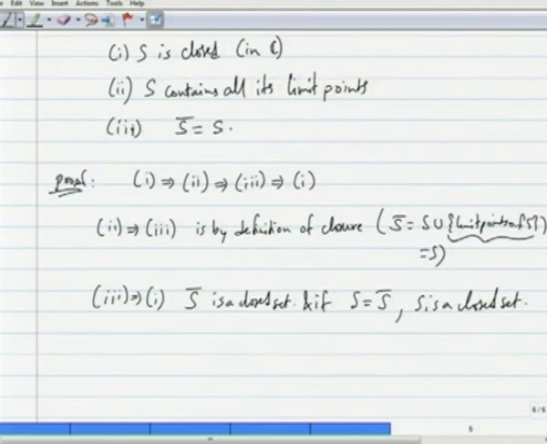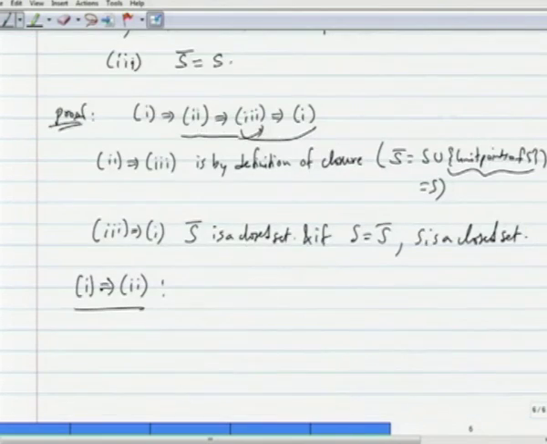So, 3 implies 1. Okay. And so, we have shown 2 implies 3 and 3 implies 1. Okay. We have shown both these. Okay. And so, we have to show 1 implies 2, that if S is a closed set, then it contains all its limit points.